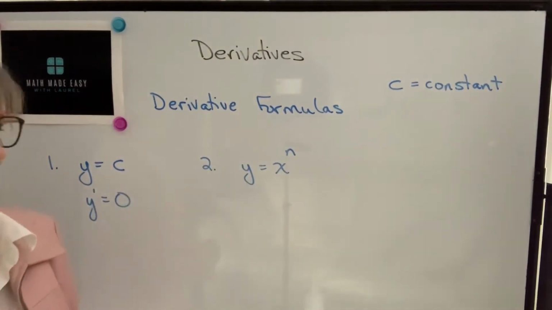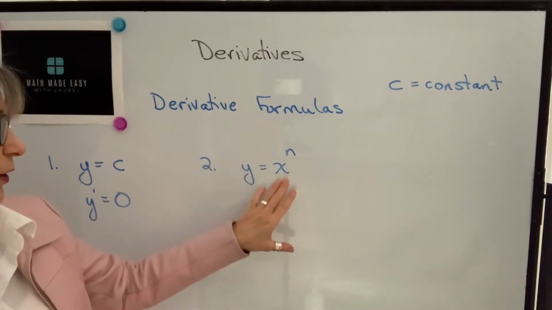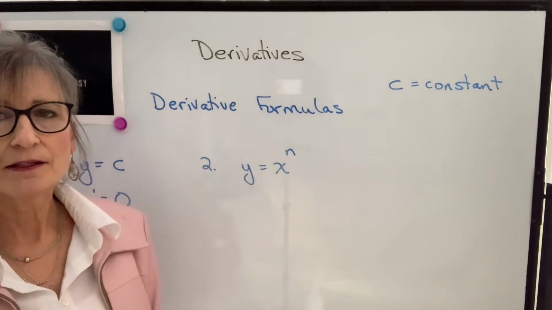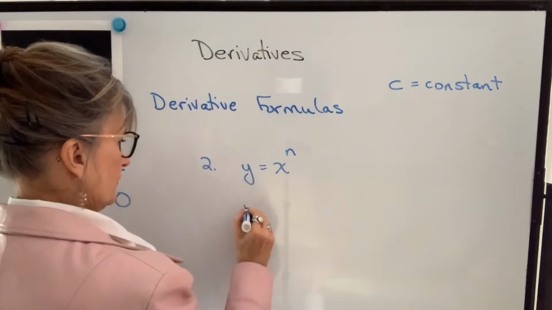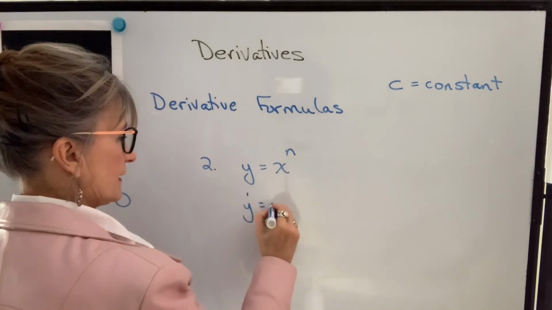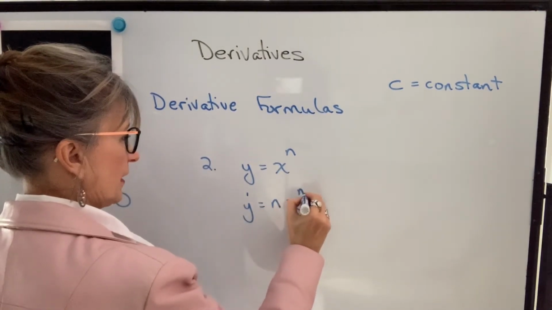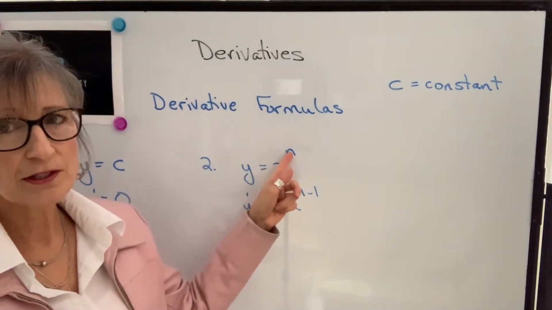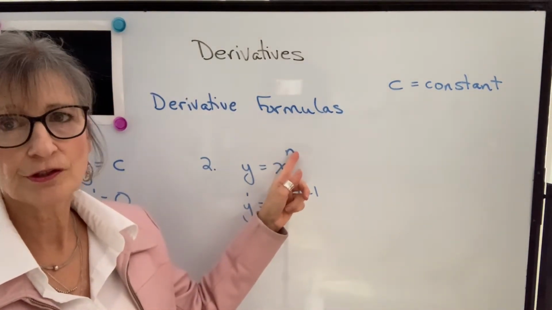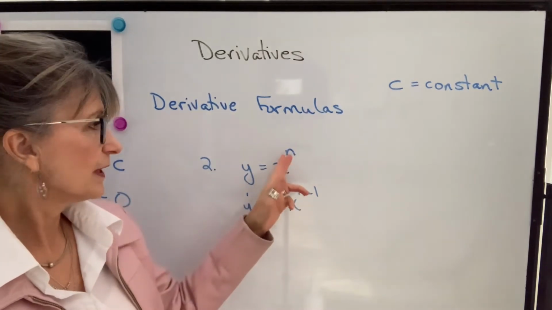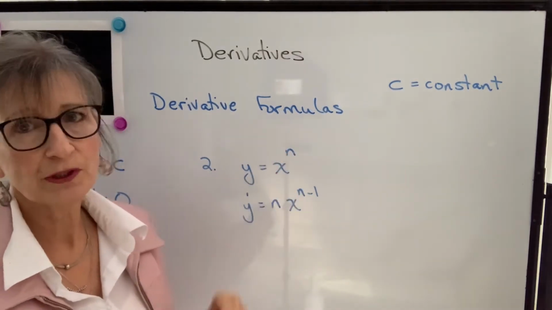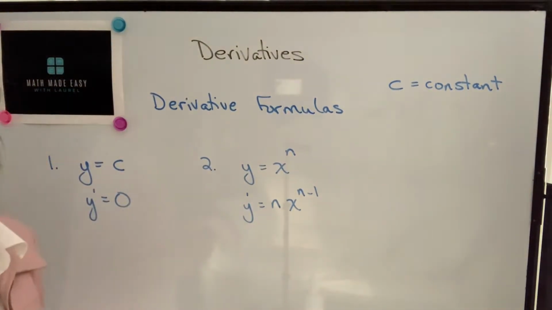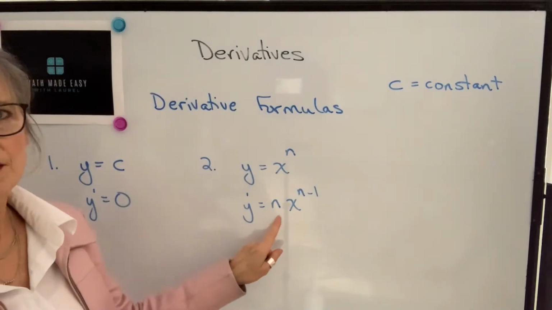Our second rule deals with a power function if we had x to some power n. And the derivative of that kind of function is defined as n times x to the n minus 1. That's going to be true if n is a positive integer, negative integer, fraction. Doesn't matter what the exponent is, it could be a 0 exponent. This rule would apply. So let's take a look at some examples of using this rule.